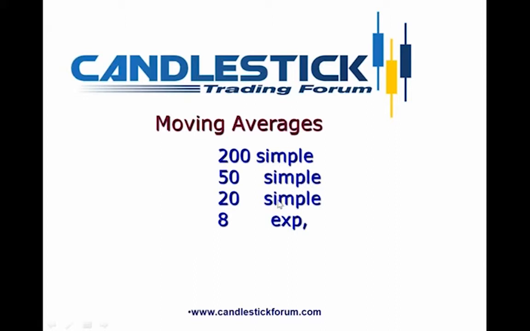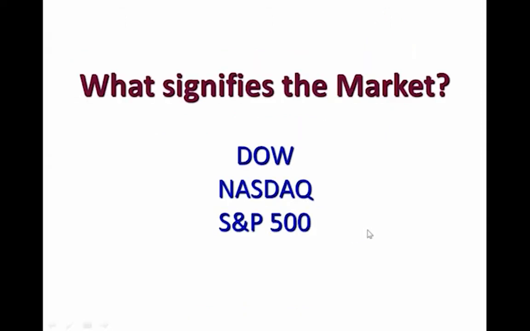The 200, the 50, and the 20 are the major moving averages. The reason we have those on our charts is because those are the moving averages that every major money manager around the world uses to make their decisions about their portfolio. What we've got the advantage of is seeing exactly what those decisions are. And we also have what we call the T-line, the 8 exponential moving average.